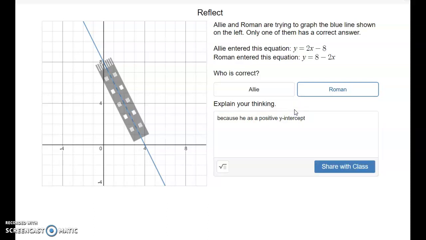Okay, so that's why Rowan is right. He has a positive y-intercept, or you could have said that the slope is negative, while Allie's was positive, meaning it would be increasing from left to right, not decreasing.